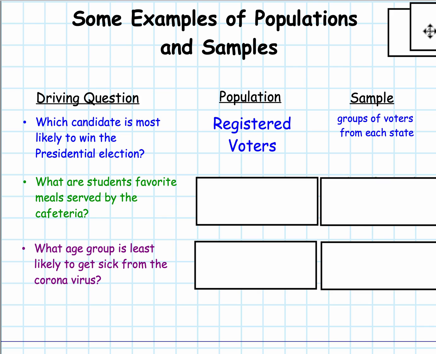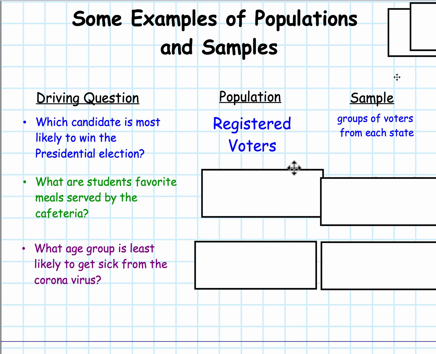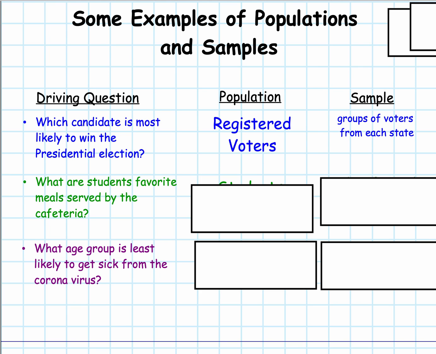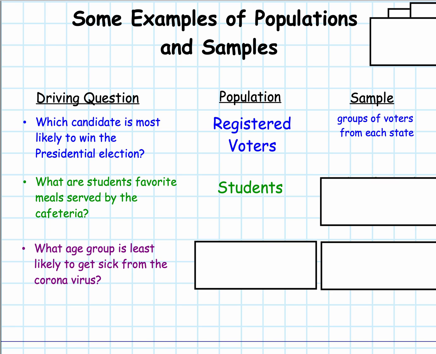Okay, so maybe this is your driving question for your survey. Maybe more dear to your heart. What are students' favorite meals served by the cafeteria? So who's your population? Should it be me as your teacher? Should I be involved in this? No, it should just be students, and it shouldn't be students that don't go to your school. It should be students at your school, right? So not just students, it should be students at your school.